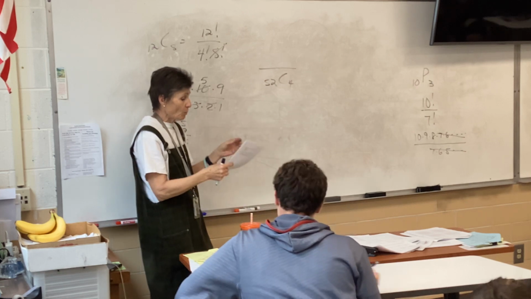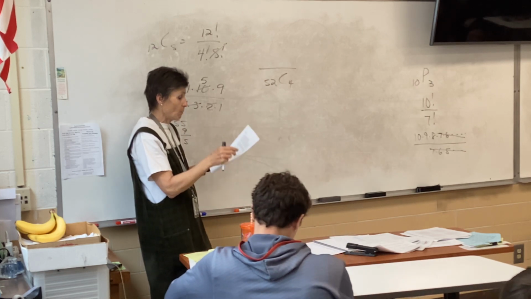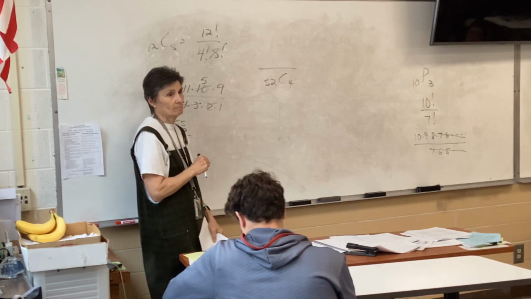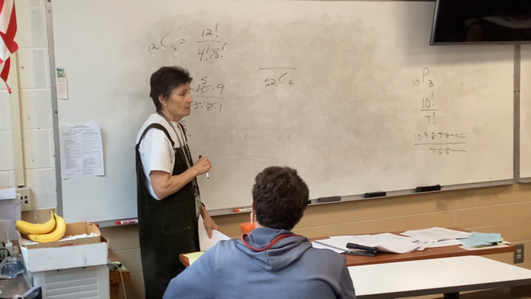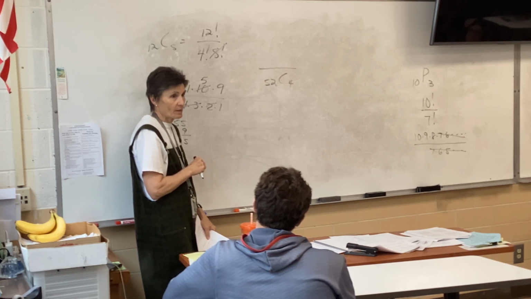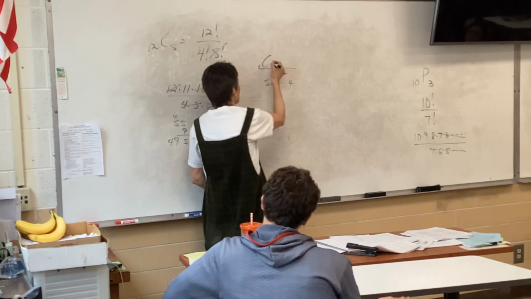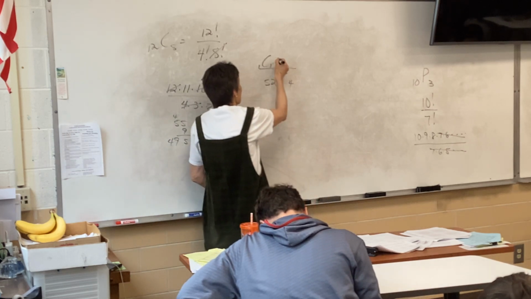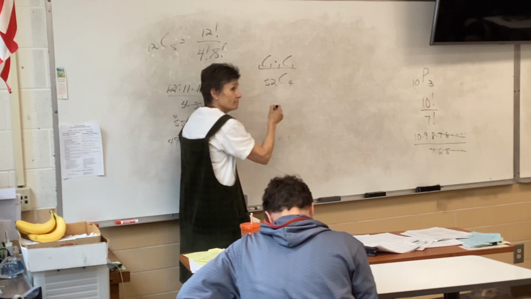Now, my numerator is what I want. So what do I want? I want the king of spades. How many kings of spades are there? 1C1. There's 1 and I want it. And same with the queen.